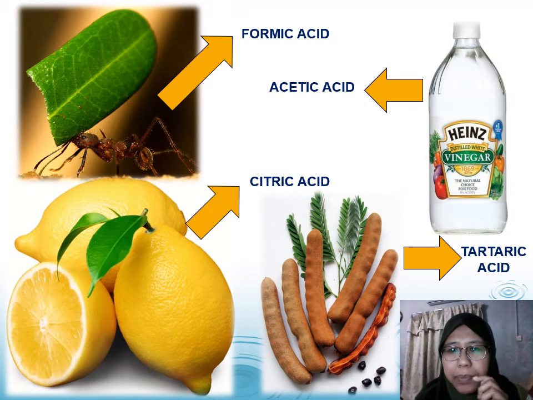When we were bitten by ants, why do you feel pain? Because it releases formic acid. That's the compound that is released by ants when it bites you. Acetic acid, we talk a lot about it. Citric acid is in lemon and all citrus fruits. Tartaric acid is in tamarind. It's quite important for us during cooking time.